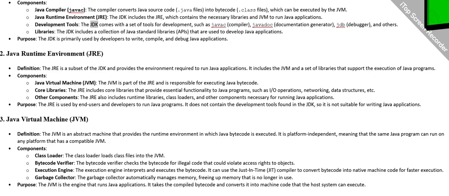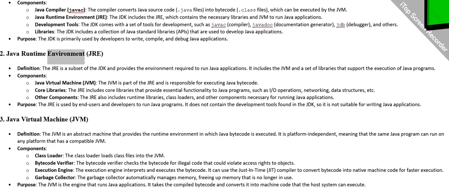Development tools. The JDK comes with a set of tools for development, such as Javac, compiler, Javadoc, documentation generator, JDB, debugger, and others. Libraries. The JDK includes a collection of Java standard libraries, APIs, that are used to develop Java applications. Purpose. The JDK is primarily used by developers to write, compile, and debug Java applications.